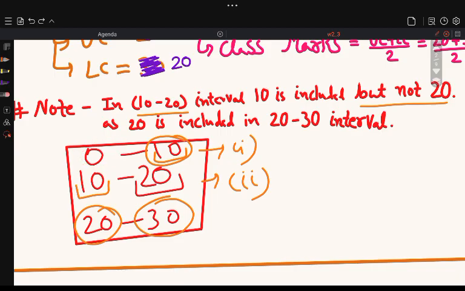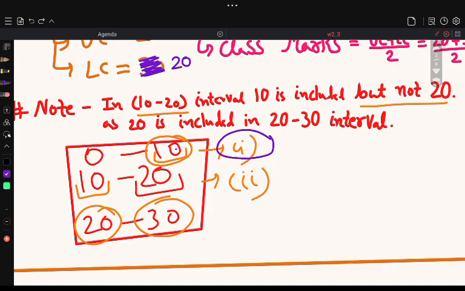If we include both of them, 0 and 10, see, 10 will occur two times, in the upper class limit of the first one and the lower class limit of the second one. So to avoid that, we exclude the upper class limit and take only the lower one. So 10 will be excluded from the first case but will be taken care of in the second case, as it is the lower class limit for the second case.